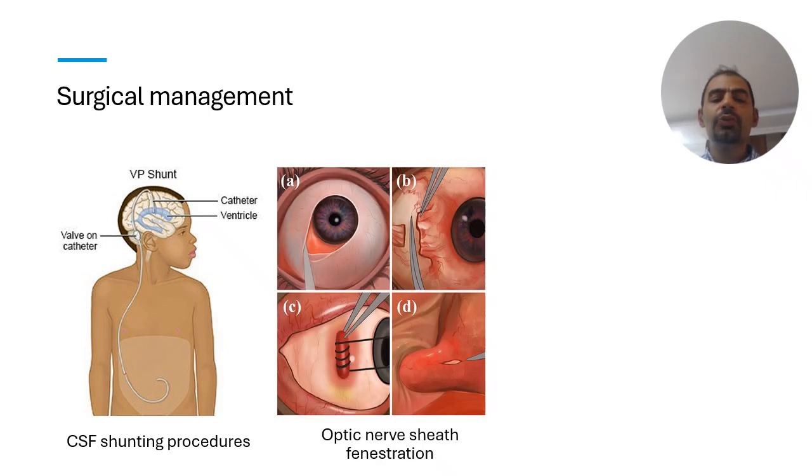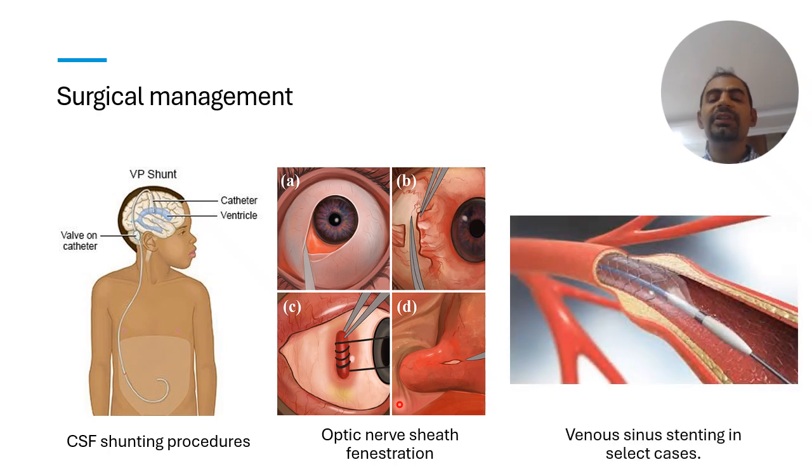In patients in which the intracranial pressure cannot be controlled with shunting procedure, we may resort to a procedure called the optic nerve sheath fenestration, in which we try to make an opening in the dural sheath around the optic nerve to release the pressure and decrease the pressure over the nerve and prevent secondary optic atrophy. There is progressively increasing evidence about the role of the venous stenting in selected patients.